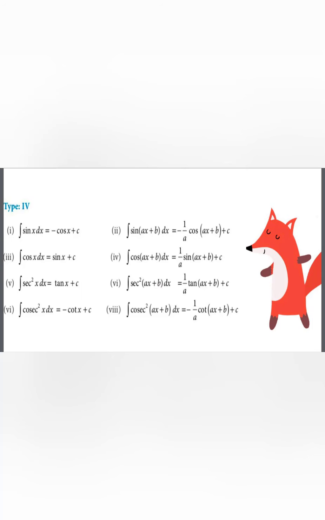Let's continue with integral calculus from 12th business maths. Let us move on with the next exercise 2.4 and its related formulas. Let's move on to the topic now. Let's see the next set of formulas.